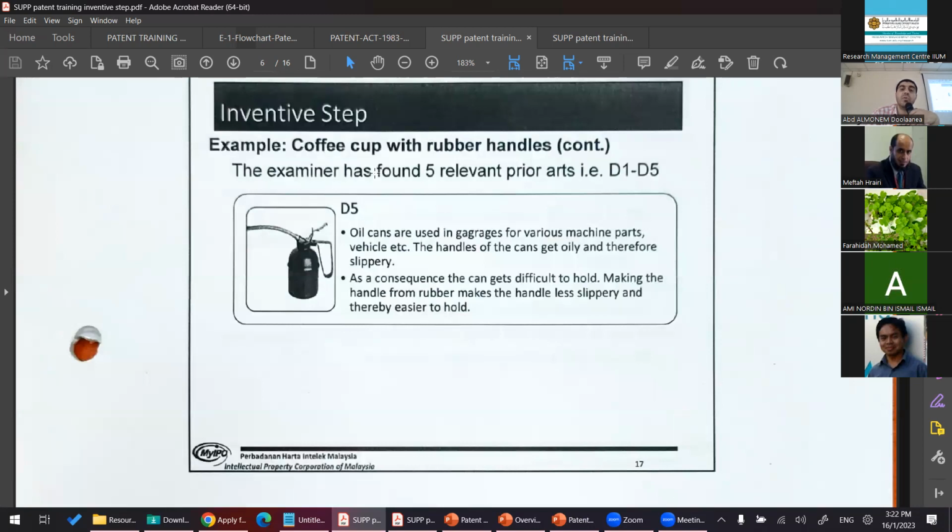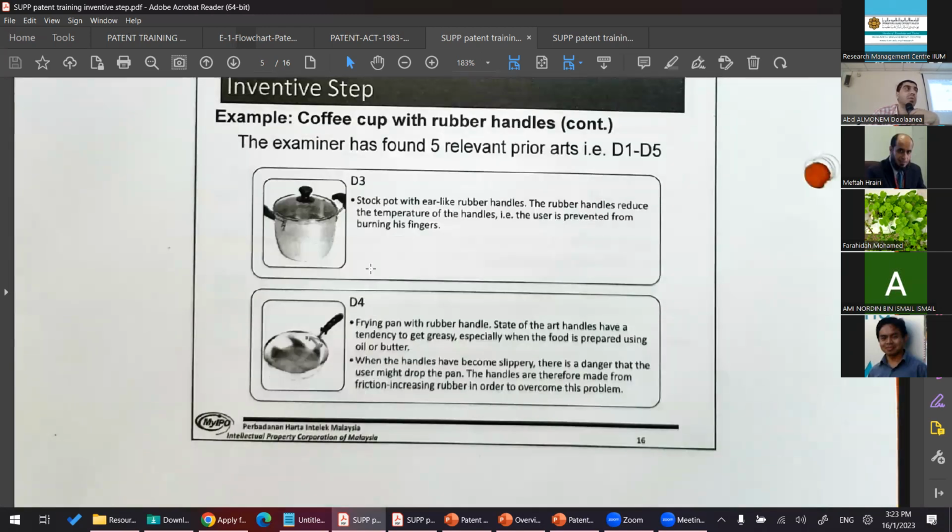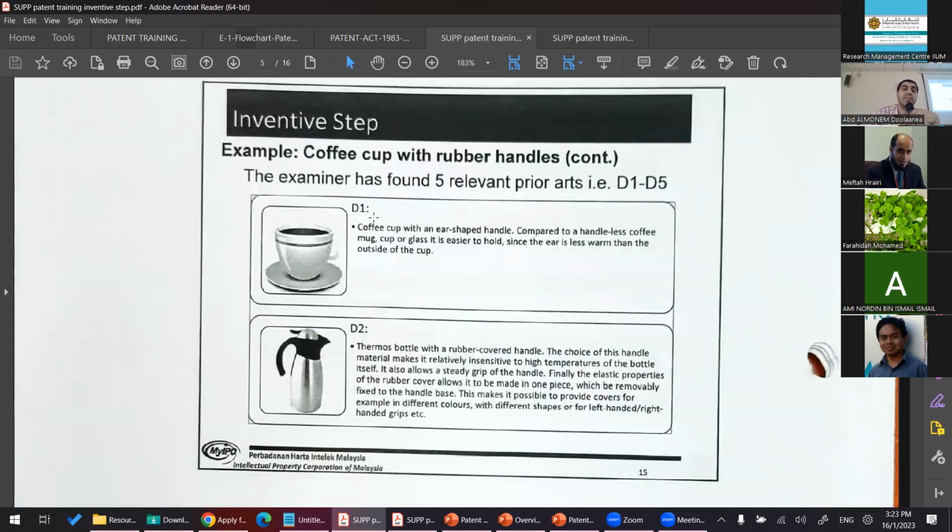We also have Document 5, oil cans, which are used in engineering rigs for various machine parts and vehicles. The handles of the cans get oily and therefore slippery. As a consequence, the can becomes difficult to hold. Making the handle from rubber makes it less slippery and therefore easier to hold. So these are the 5 closest prior arts the examiner found.